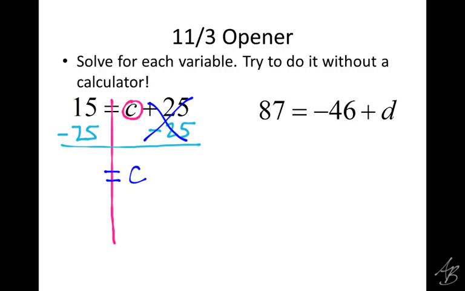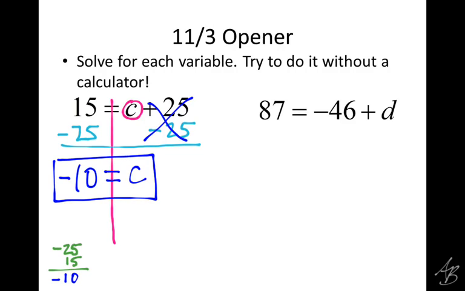On the left side, we have 15. We'll rewrite it so that the bigger number is on top. So the bigger number is the negative 25, and then the 15 is the smaller number. And we subtract, this one's pretty easy. 5 minus 5 is 0. 2 minus 1 is 1. So we get 10. Is that a positive 10 or a negative 10? Negative, because 25 is bigger and it's negative. So the bigger number is negative here, so our answer is going to be negative.